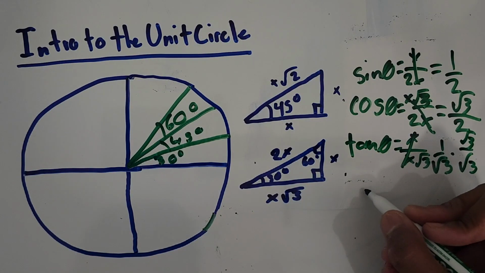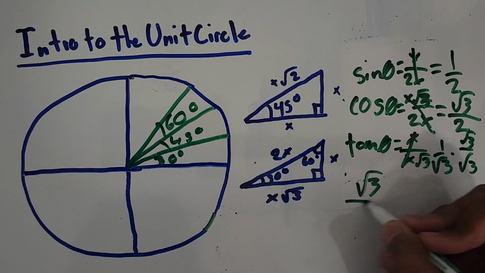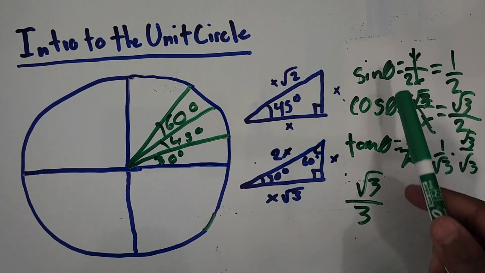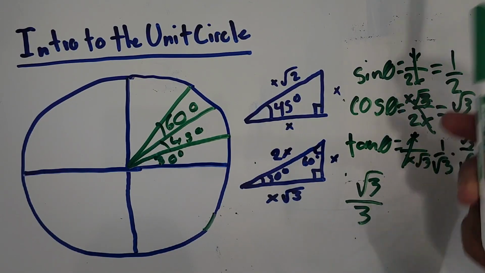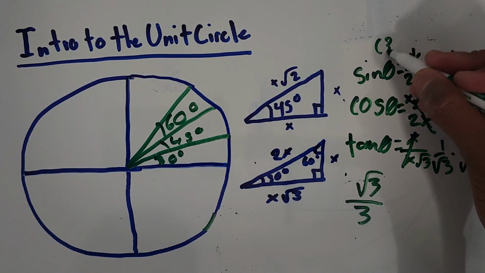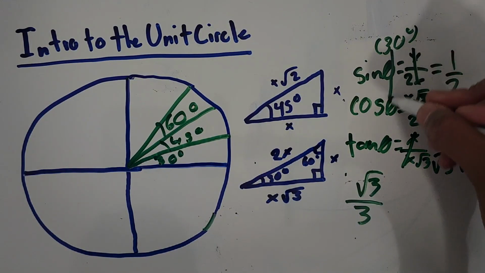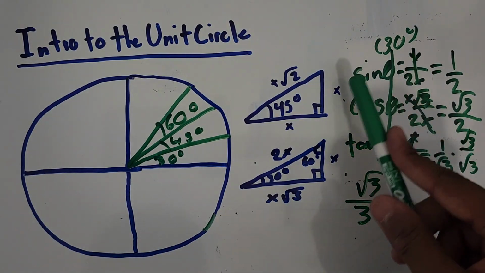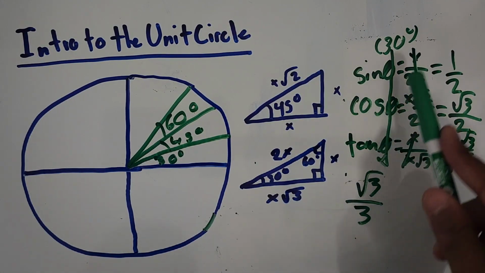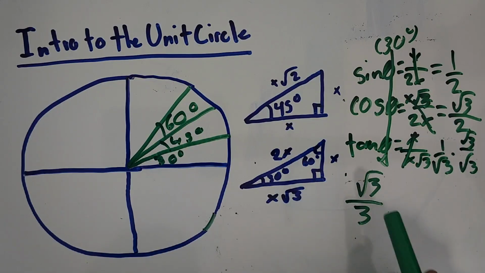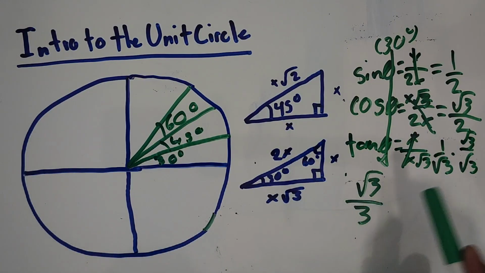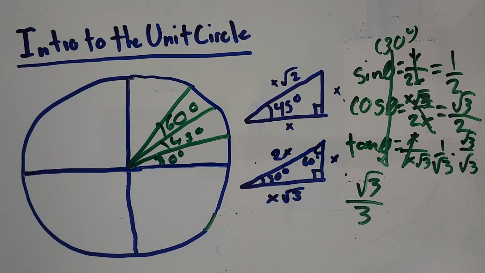And we get a value of rad 3 over 3. So sine of 30 degrees, and these should all be 30, not theta. So remember, sine of 30 equals 1/2. Cosine of 30 equals rad 3 over 2. And tangent of 30 equals rad 3 over 3. So the good thing is that for any 30-degree triangle, it will always be these values.